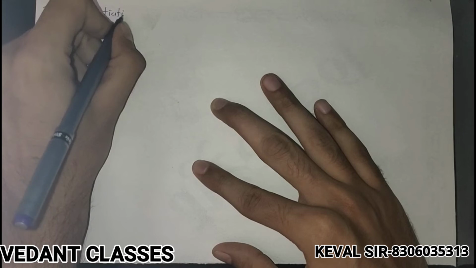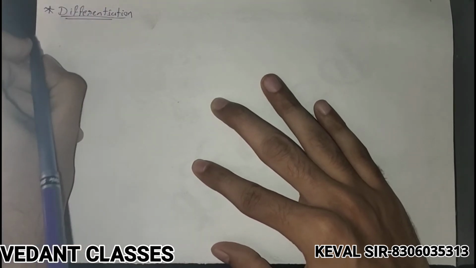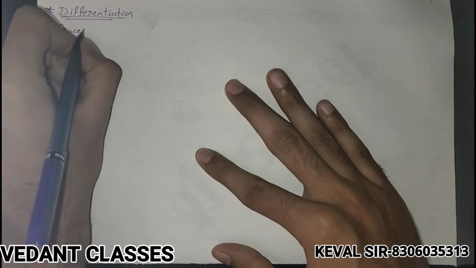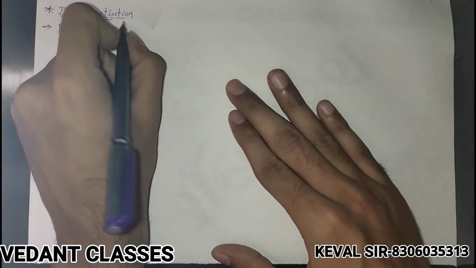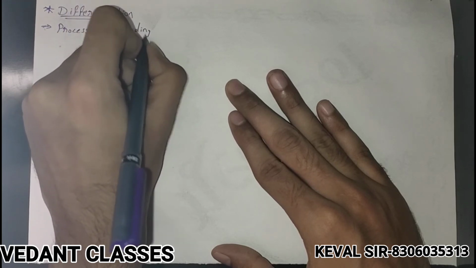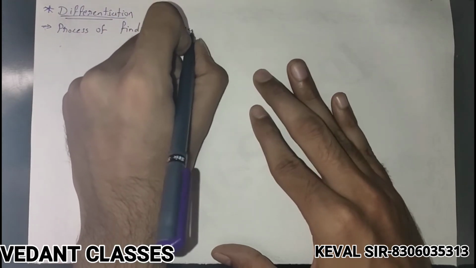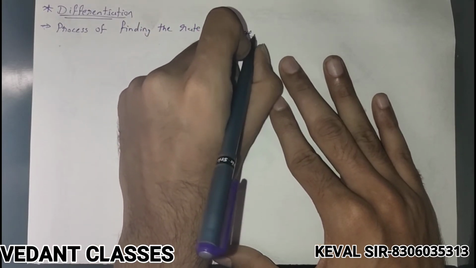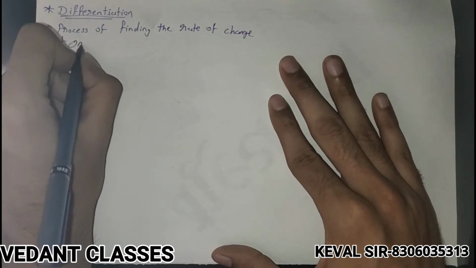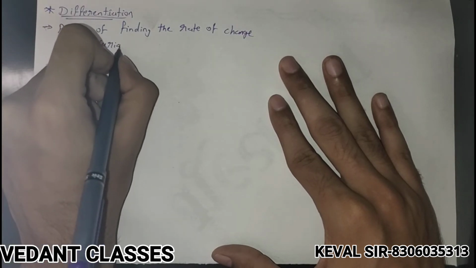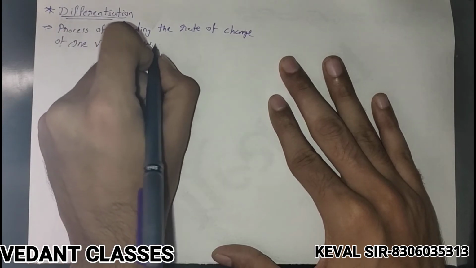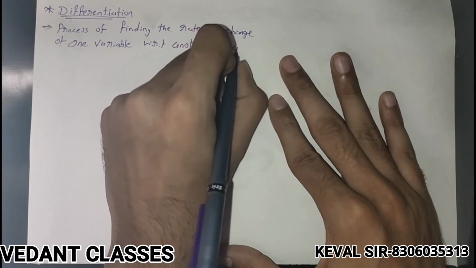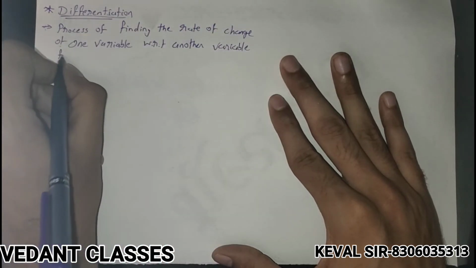Differentiation. Okay, now let's write the definition of differentiation. It is the process of finding the rate of change of one variable with respect to another variable for a given function.